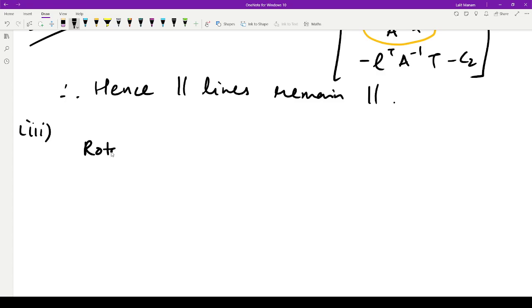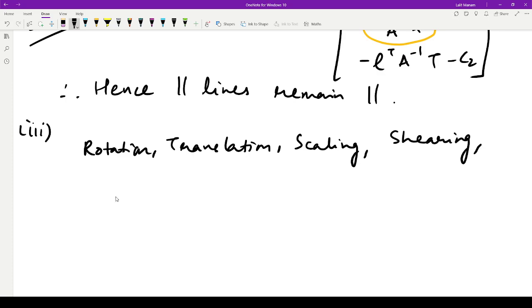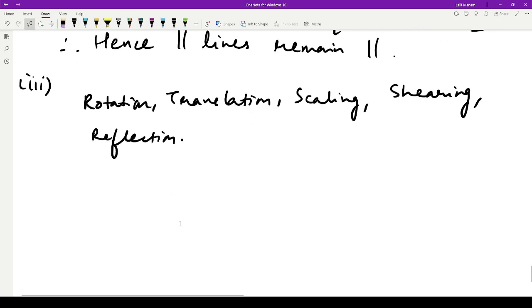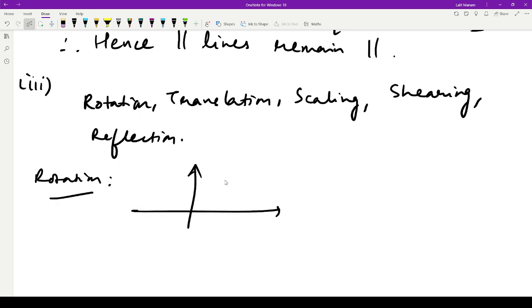So the things that we have to check is for rotation, translation, what else? Scaling, shearing, reflection. Okay, so given for rotation, what does it look like? I take a rectangle out here, and these are my extreme points. So after rotation, how will it look?